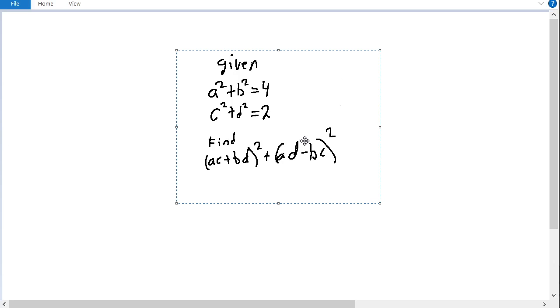All right, so today we're going to be looking at this fun math problem. We're given a squared plus b squared equals 4 and c squared plus d squared equals 2. Find the quantity (ac plus bd) squared plus the quantity (ad minus bc) squared.